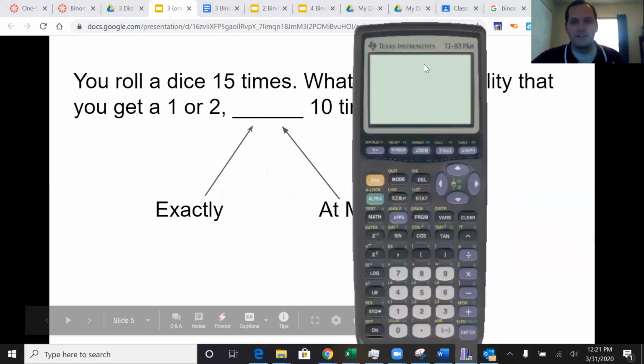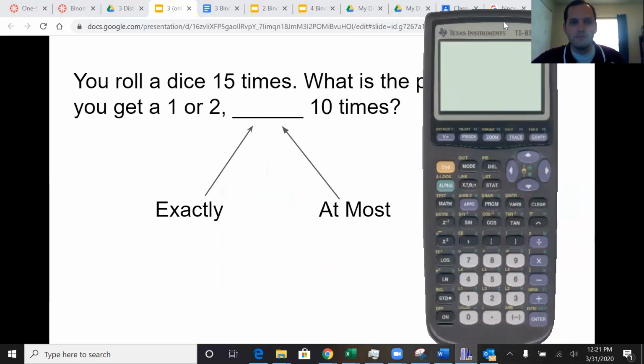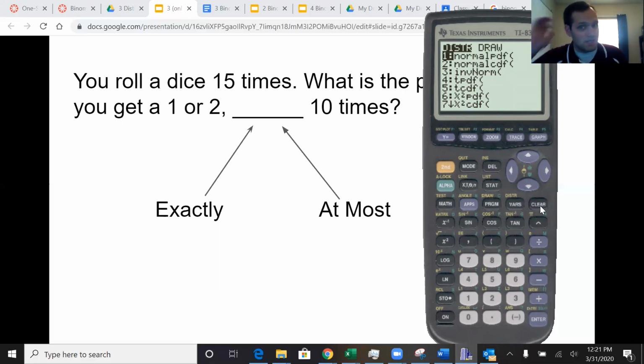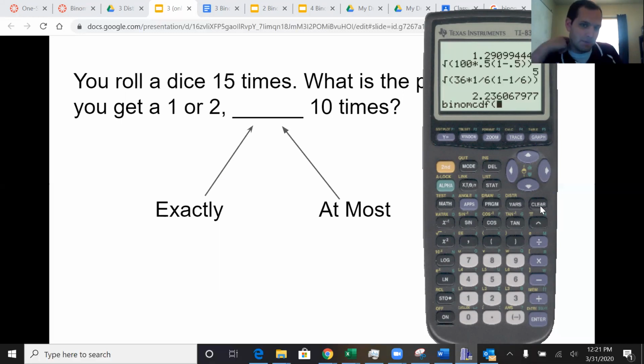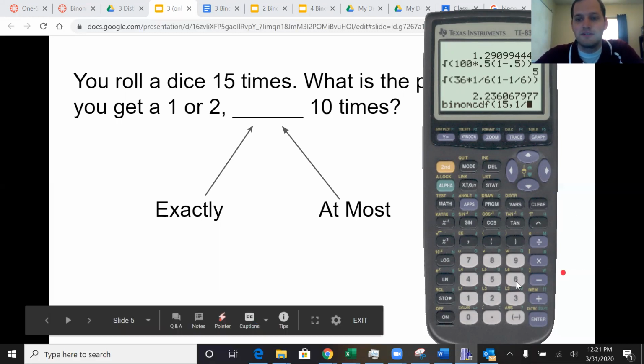So let's get our calculators. All right, we're going to go second, distributions, and down to binomial CDF because it's at most. Okay, so at most, how many times do I roll the dice? 15. What is the probability of a success on each one? It's 1 out of 6. Okay.